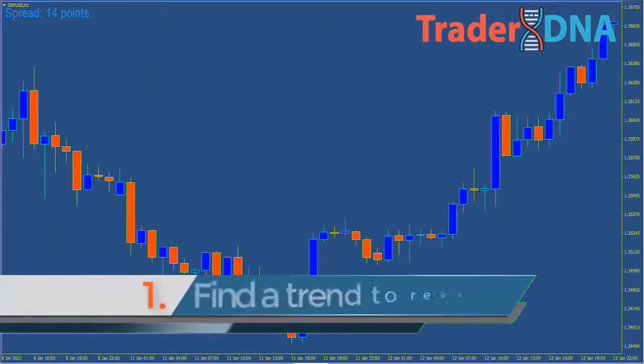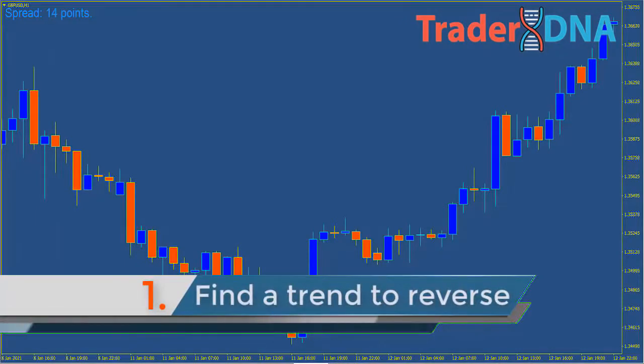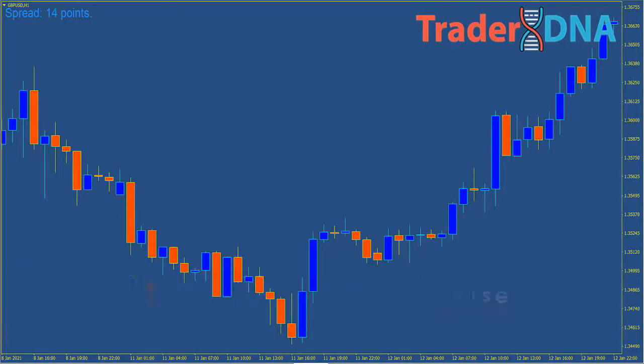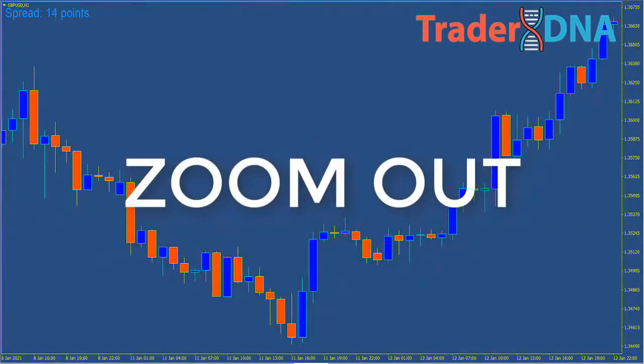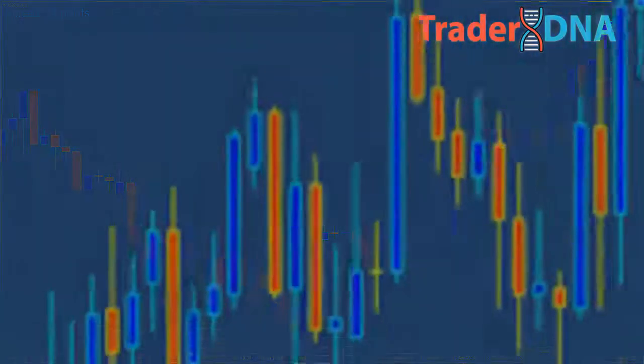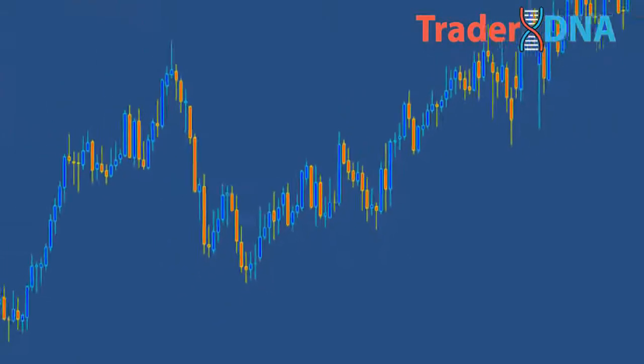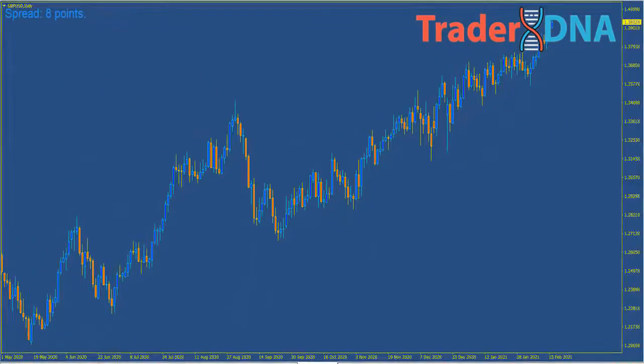Step 1. Find a trend to reverse. Don't get confused and bogged down in the detail. Clear all your indicators off your chart and get it nice and clean. Zoom out. If a trend jumps off the screen, it's likely that you have something to work with. Look at this chart and ask yourself if there is a trend in place and what direction it is moving. Pretty obvious, right?